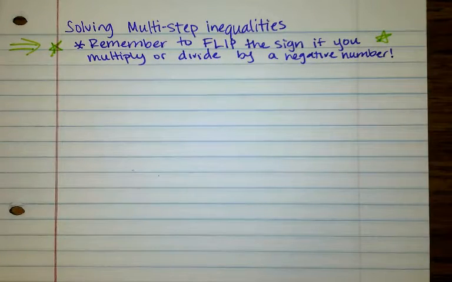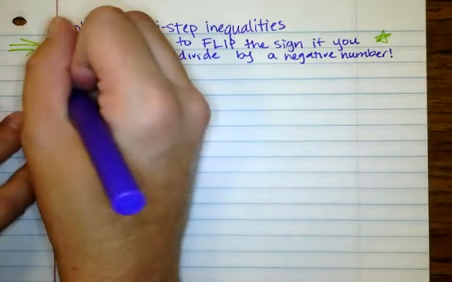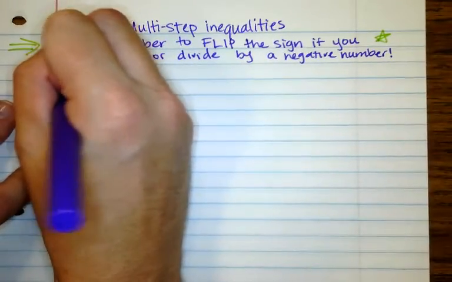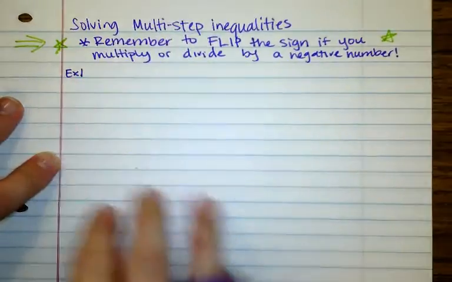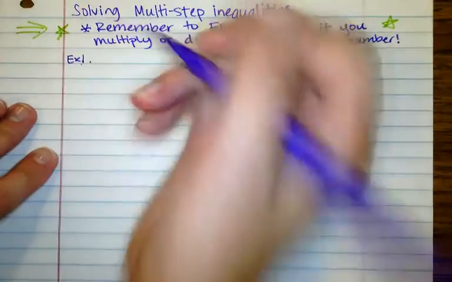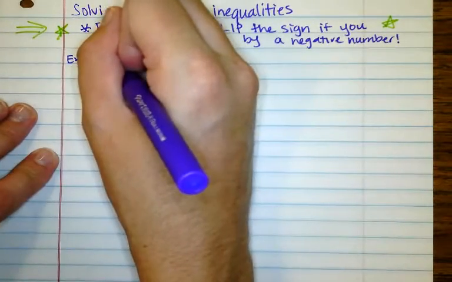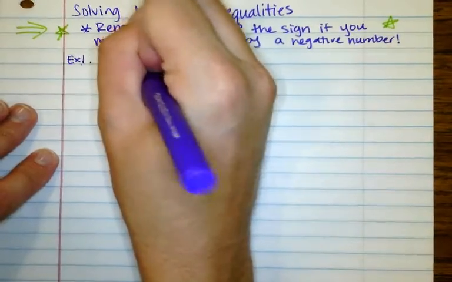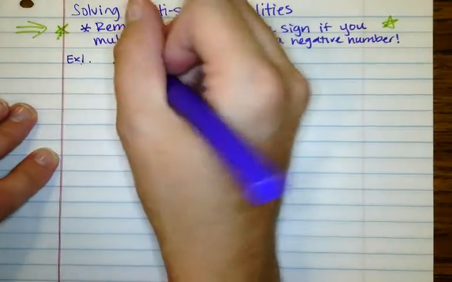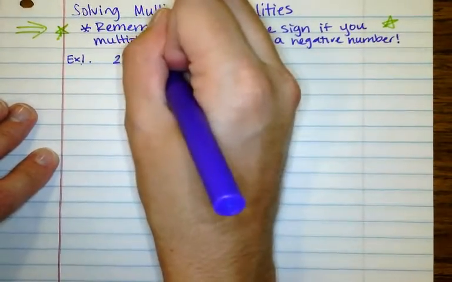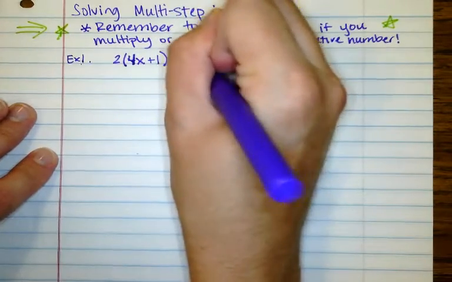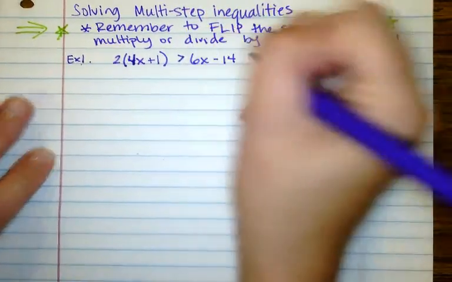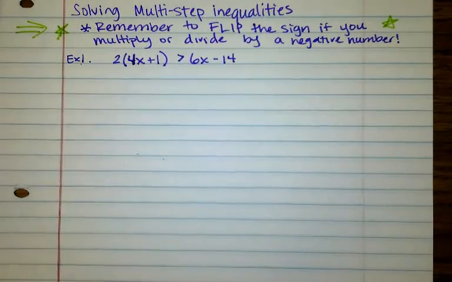Okay, so what I'm going to do is I'm going to write a few examples up here on the board and or on the little document camera, and I want you guys to do them, okay? So we have, let's see here, 2 parentheses 4x plus 1 is greater than 6x minus 14. Okay? And I'm going to go here. Let's see here how many, 1, 2, 3.